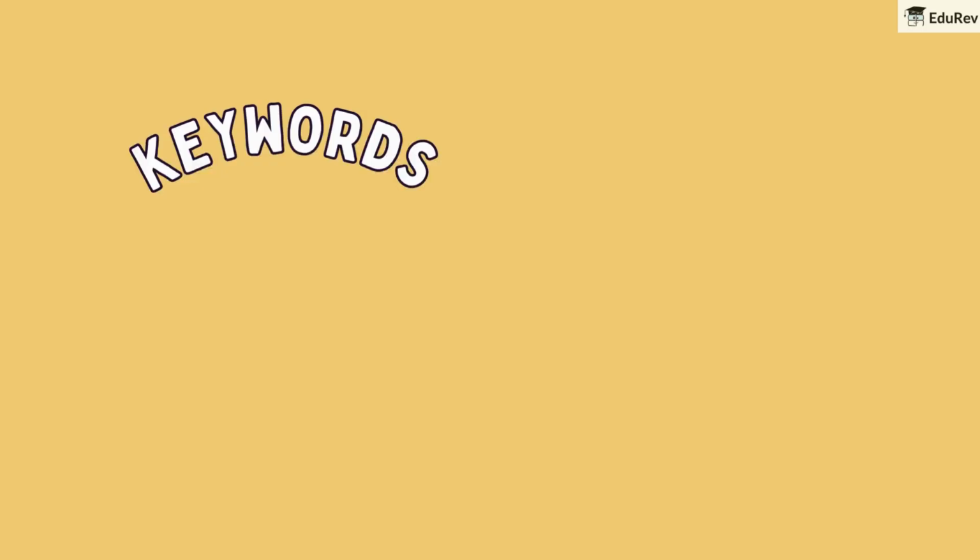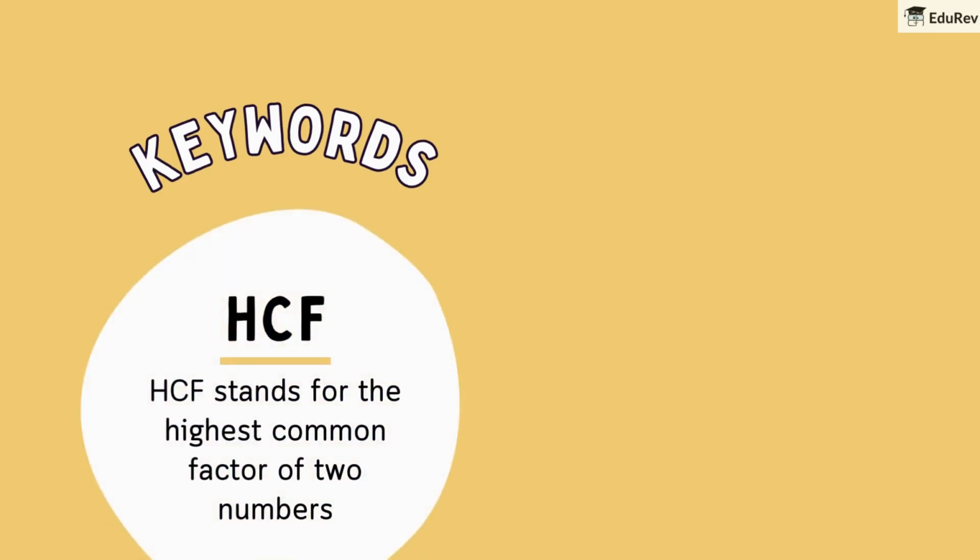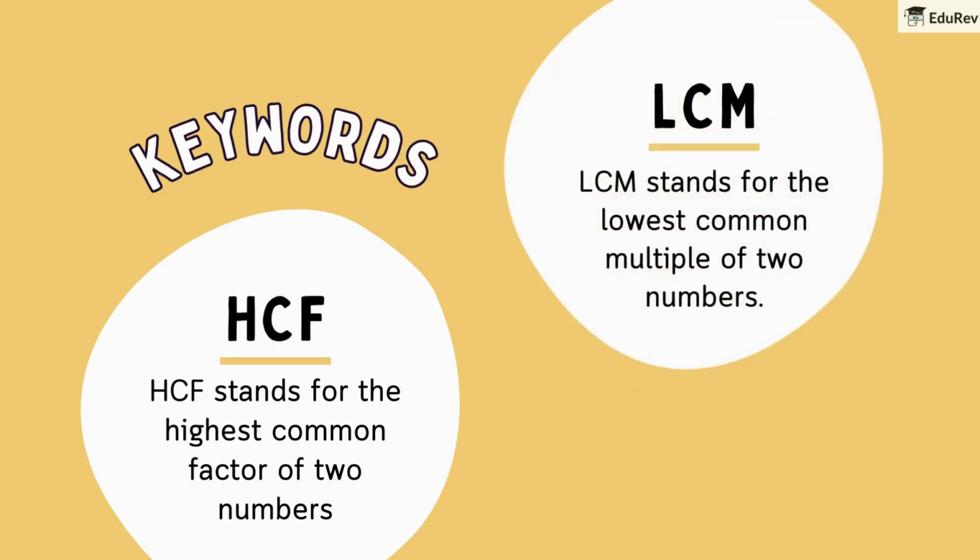Before we jump in, let's get familiar with some important terms. HCF stands for the highest common factor of two numbers. It is the biggest number that can perfectly divide two numbers. LCM stands for the lowest common multiple of two numbers. It is the smallest number that both numbers can fit into.